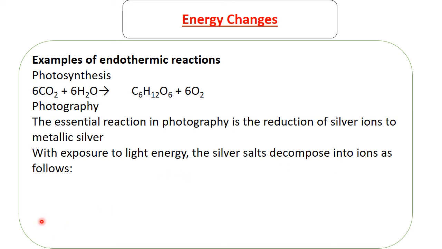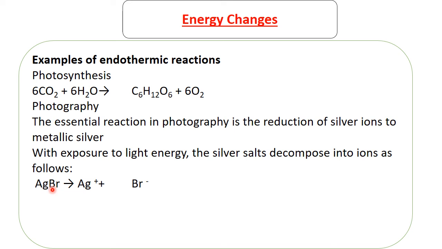For example, we're going to use silver bromide. Silver bromide breaks into the constituent ions that make it up with exposure to light. Okay, so this is where the endothermic part comes in. When light is absorbed, it's going to separate silver and bromine.